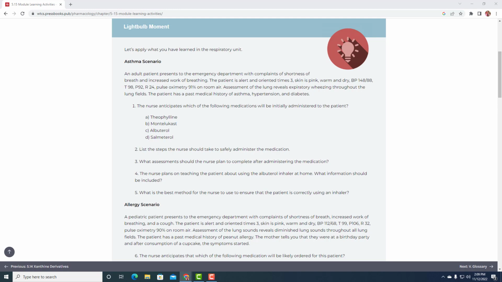Number 2, list the steps the nurse should take to safely administer the medication. And just want to be careful that the nurse will not actually do the inhaler for the patient. It's the nurse telling the patient how to use it. So first we're going to shake the canister, and if there is a spacer, to make sure that that's properly inserted into the spacer. Those are generally for pediatric patients or those that just don't have the dexterity to do this. They're going to breathe out and then press the inhaler and breathe in through the mouth. And they'll try to breathe in for around 10 seconds as best as they can.